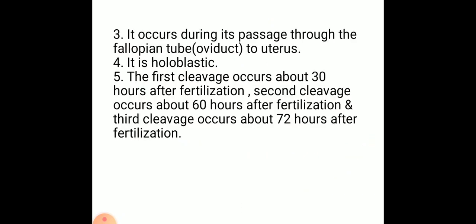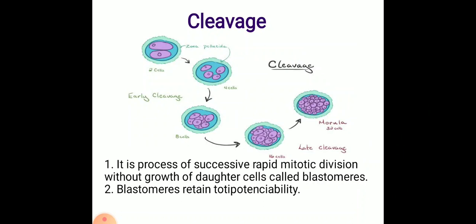Next, it occurs during its passage through the fallopian tube, that is the oviduct, to the uterus, and it is holoblastic. We call it holoblastic cleavage, where the complete egg divides, that is into two blastomeres. Holoblastic means the complete egg divides. Here the number of cleavages gives the blastomeres. The first cleavage occurs about 30 hours after fertilization. In the last slide you saw the 2 celled stage, 4 celled stage, 8 celled stage, 16 celled stage, and morula.